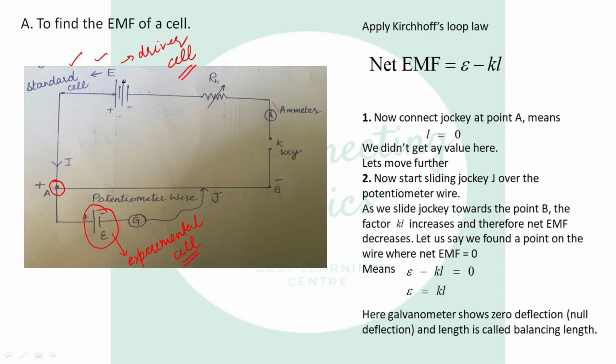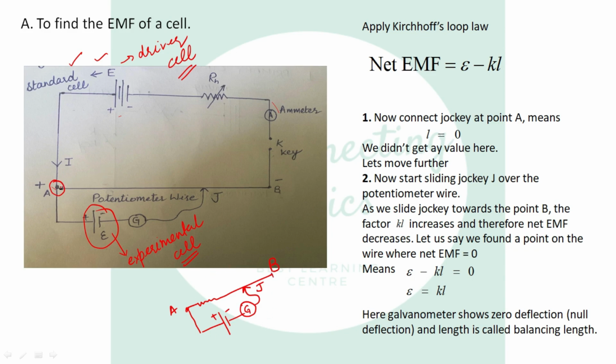Now let us compact this circuit. Let us compact this primary circuit. Let us say this is the potentiometer wire A, B. And at point A, we attach the battery or cell whose EMF is to be measured, plus minus. This is the galvanometer and this is the jockey J. So we compact this circuit like this.